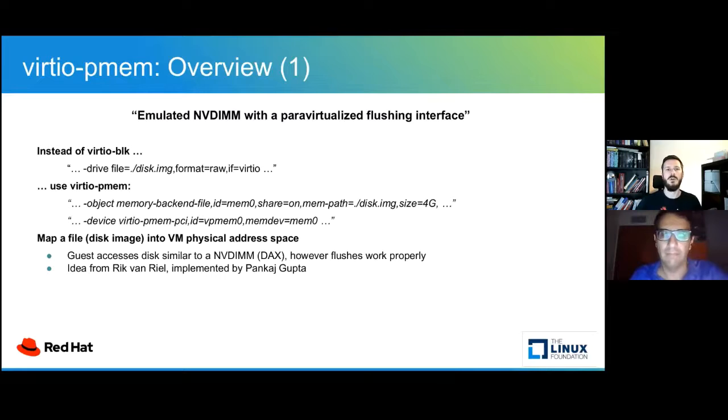Okay, let's talk about virtio-pmem next. So the basic idea of virtio-pmem is actually pretty simple. Instead of exposing your disk image via virtio-block or similar towards your virtual machine, you map the file directly into a guest physical address space and make the guest access that disk image similar to an NVDIMM, so a persistent memory, also sometimes referred to as DAX, like direct access. However, in contrast to a real emulated NVDIMM, we get the benefit of flushes, or flushing writes to disk, actually working properly, and we're going to talk about that in a second.